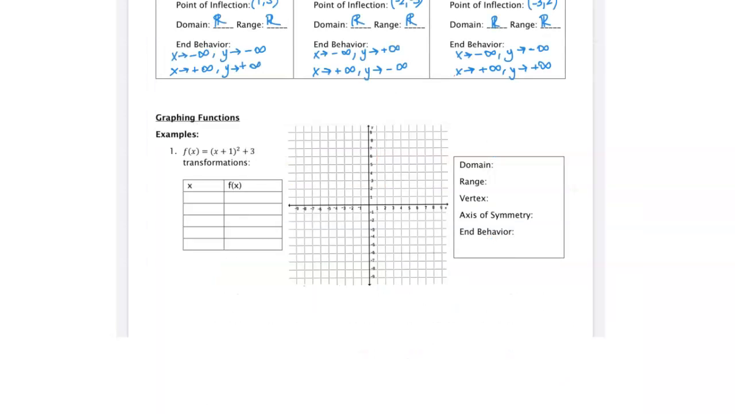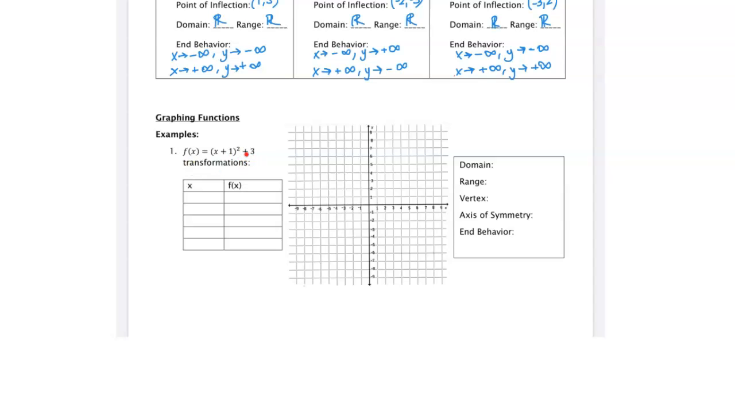The last part of this lesson is going to be how to graph these functions and then pick out that same information that we've been coming up with in all of our previous problems: the domain, the range, vertex, axis of symmetry, as well as the end behavior. For this one, we have a quadratic. f(x) equals (x plus 1) squared plus 3.